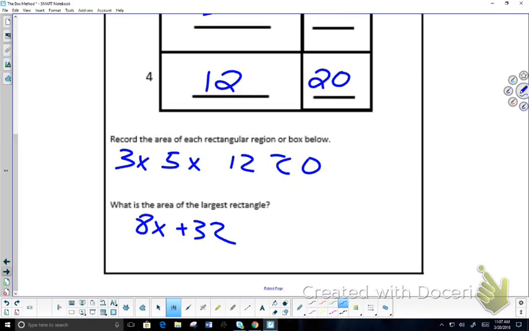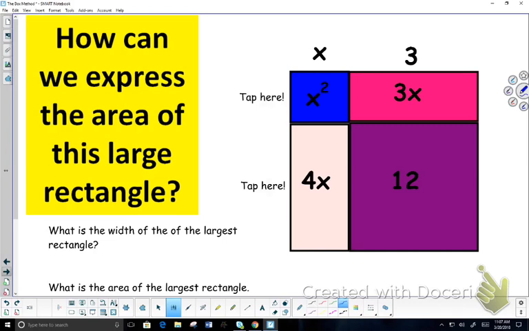You don't have this one, so you have to look at mine. Notice this time they gave me all the inside, so I could already figure out the area. Can somebody tell me what the area of this box is? x squared plus 7x plus 12. Good.